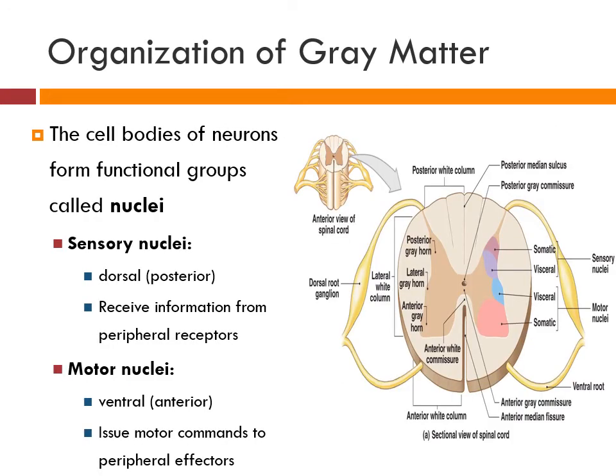So this is the same information on this slide, but it just shows you that here's our posterior sensory information, receiving information from our peripheral receptors via the dorsal root ganglia. And here is our somatic motor and our visceral motor, and they would both send their commands out the ventral root, and those are motor commands.